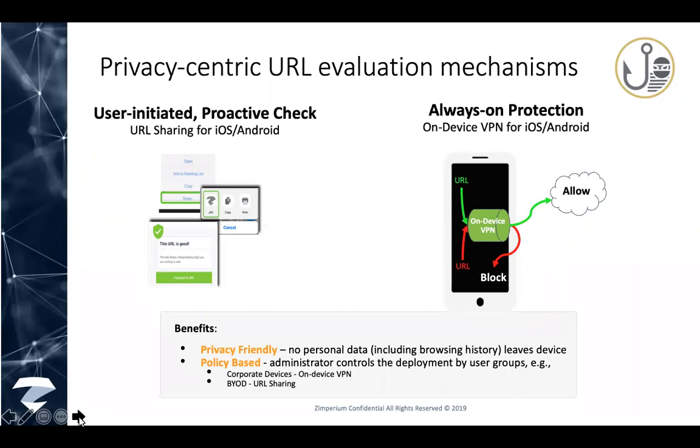So we don't believe that you should turn something on for the entire company. We think you need to be able to tune based on things. So here, as you can see, an example of it would be, okay, in this case, corporate devices, we're going to say we're putting an on-device VPN. BYOD, here's URL sharing. Either way, you're still providing some protection, and it's still very privacy-centric.